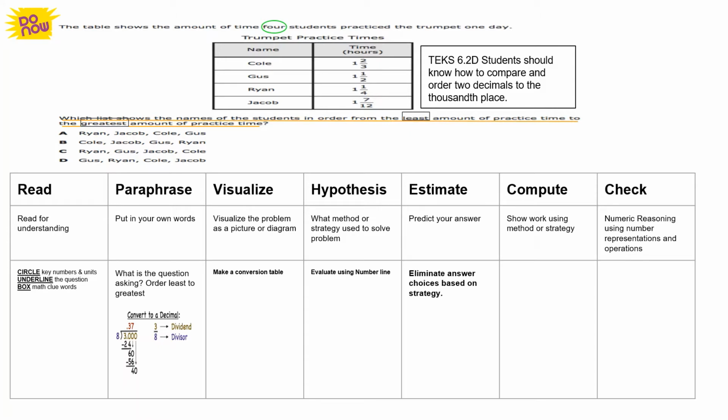Now, let's make a conversion table. Let's convert all of the fractions that we have into decimals. 1 2/3 is equivalent to 1.66. 1 1/2 is converted to 1.5. 1 1/4 is converted to 1.25, and 1 7/12 is converted to 1.58. Now let's use a number line to evaluate which one will be least to greatest.